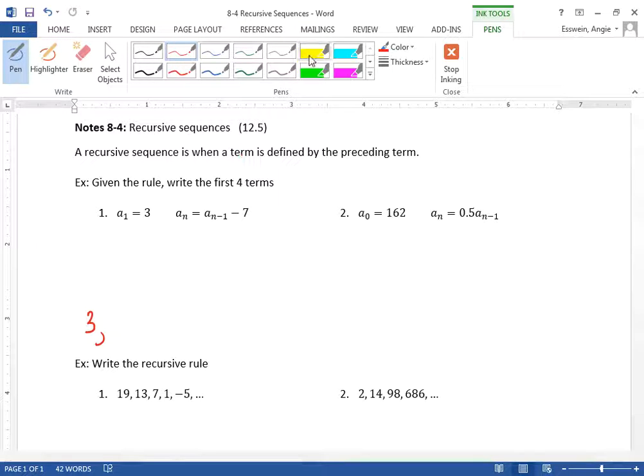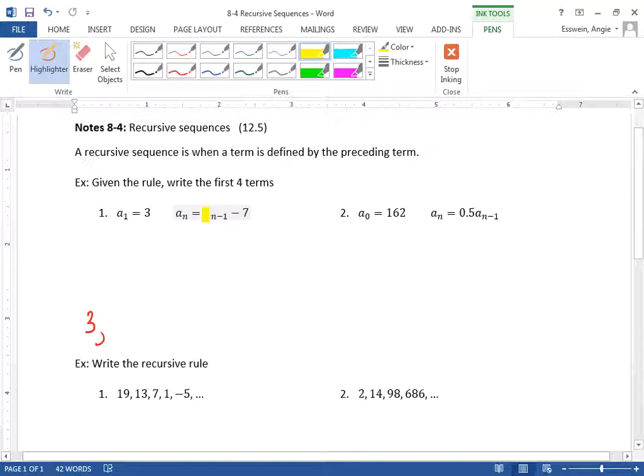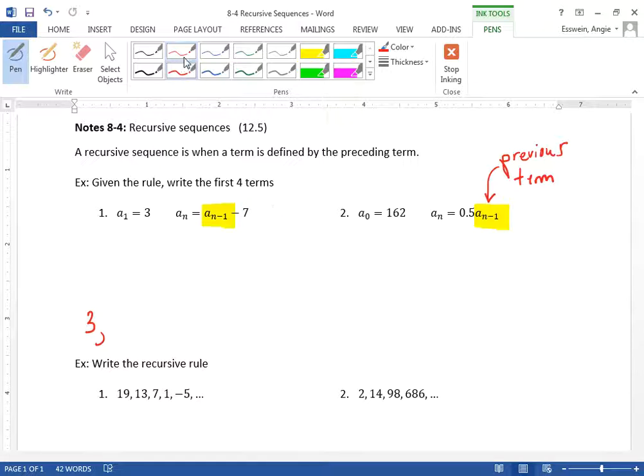And then to understand these formulas, what you need to know is a sub n minus 1. You can see it in both. A sub n minus 1. You're always going to see that. And that stands for, what is that? If a sub n is the nth term, then a sub n minus 1 is the term before it, or previous term. Previous term. And as long as you know that, then you can translate this.